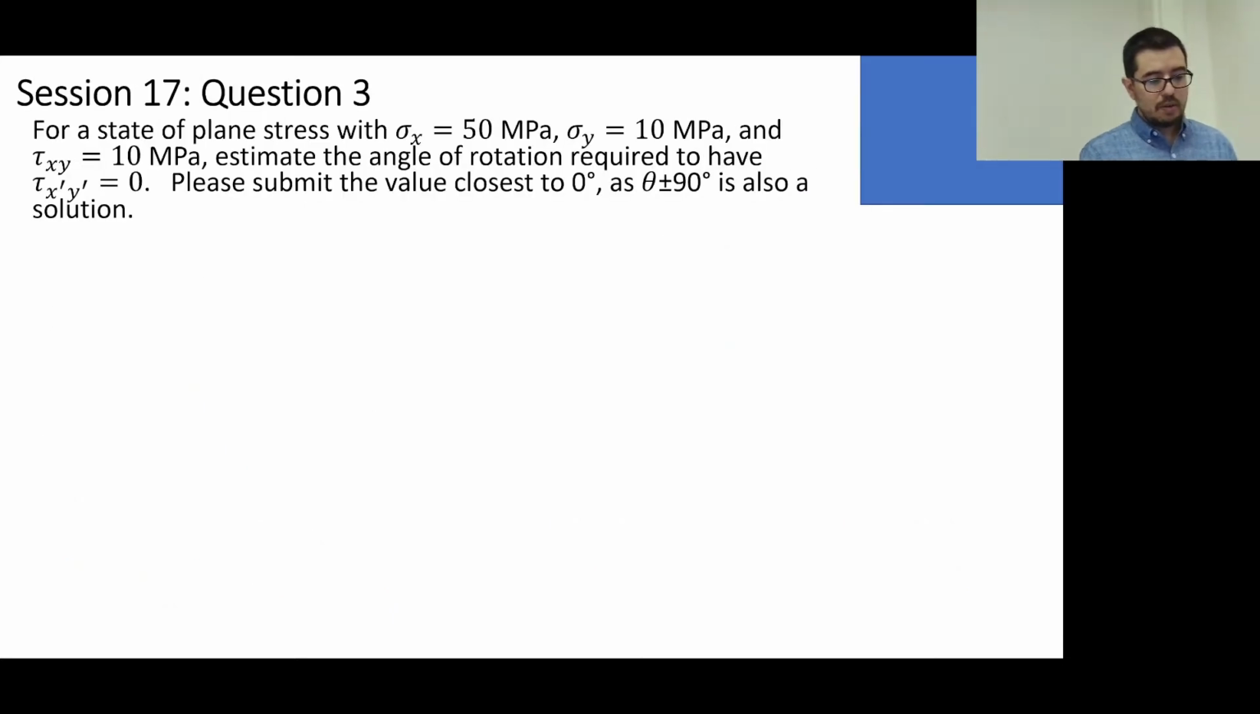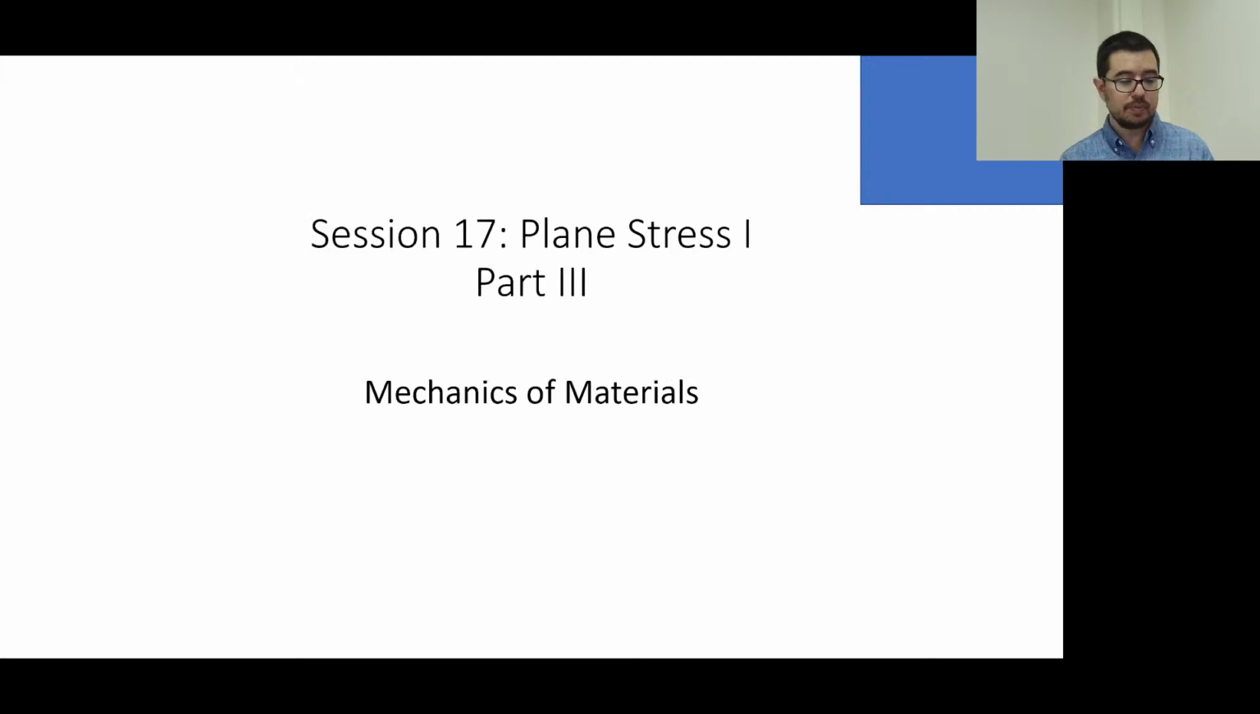Okay, so you have another question. All right. What I suggest you do is use the Colab. You can just look at the Colab numbers, and the question says, please submit the value closest to 0 degrees, as theta plus or minus 180 degrees is also a solution, all right? So it's like, what is the angle of rotation you have to have in order to get tau x prime y prime to be equal to 0, right? So you can look at the tau x prime y prime equation, and then you can just look at the graph and say, oh, that's the amount of angle I have to rotate.